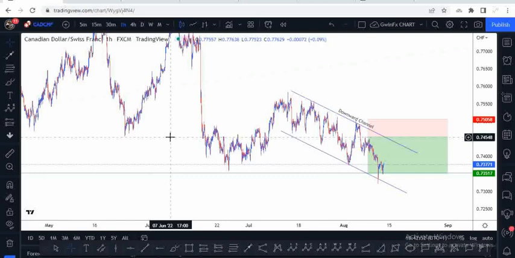It's Michael's. Today in this video I will be taking a look at CADCHF with you and also sharing with you what I think about this currency pair based on the Elliott Wave concept.